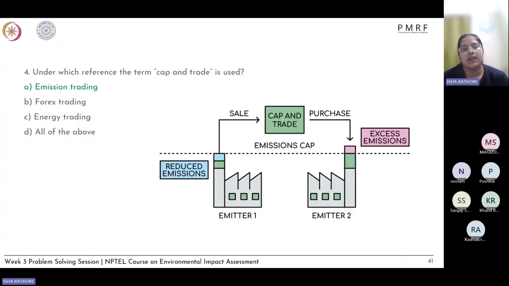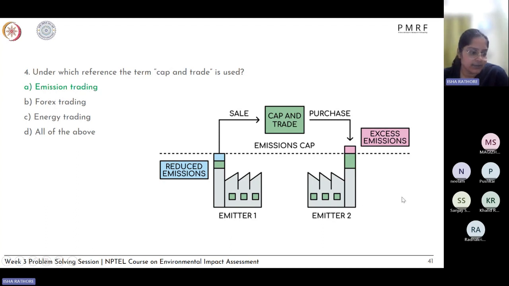So basically, in cap and trade, what happens? There's an emission cap which is set up by the different countries under an international agreement. So you basically have to limit your emissions to a particular value. And if, let's say, emitter 2 produces more emissions, and emitter 1 does not produce a similar number of emissions, it can sell its emission space, which is this much value. It can sell it to emitter 2 and take up its excess emissions.